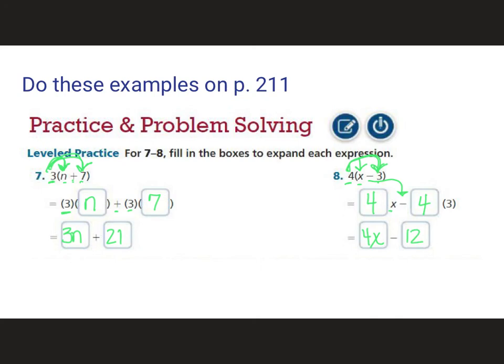So that's how you do it. To expand, you just multiply the number on the outside of the parentheses by everything inside the parentheses, and then simplify if you need to.